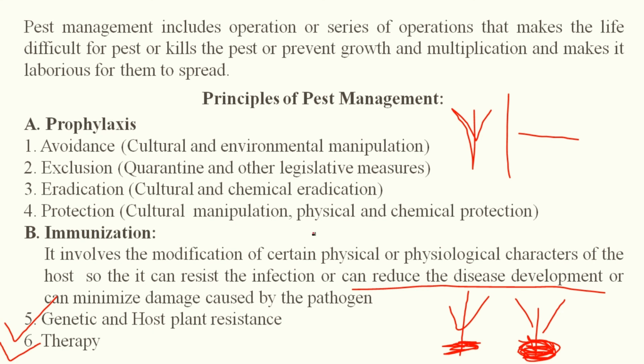So basically these four are important: prophylactic measure, and then comes immunization. It undergoes two more subpoints. I hope you understood.